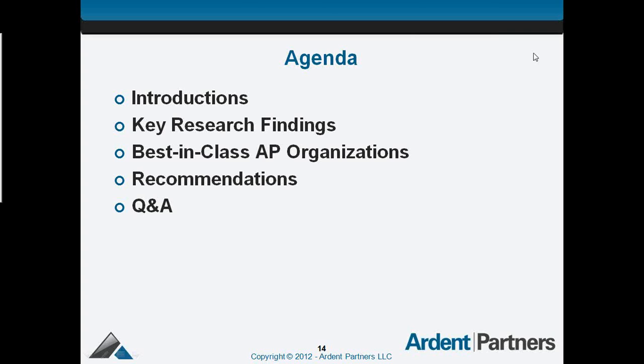Just really quickly, I wanted to go over the agenda for today. We'll do a quick introduction of Ardent Partners and our focus and the research that we are going to be sharing today, some of the key findings that we got from our very recent survey, what we found in terms of best-in-class organizations and what they're doing and how they're able to achieve those improved levels of efficiency and cost reduction that they have, and ending with some recommendations and the Q&A session.